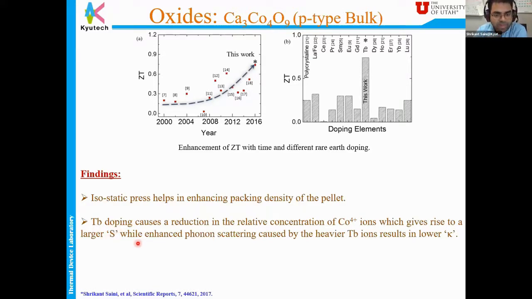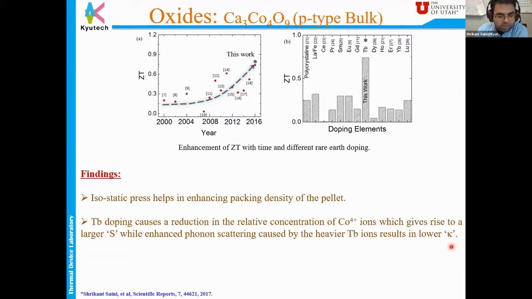While terbium is a heavy ion, that helps in phonon scattering. That means it reduces the thermal conductivity. So at the same time, we attacked two parameters and we got a better result in a single performance. So this is what we understand in the oxide case.